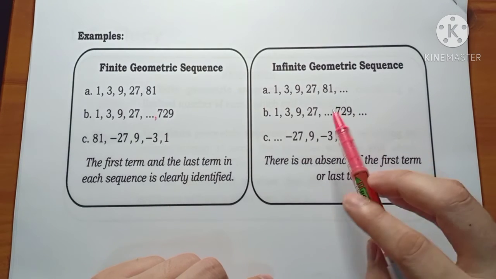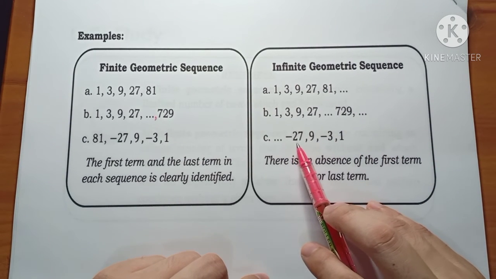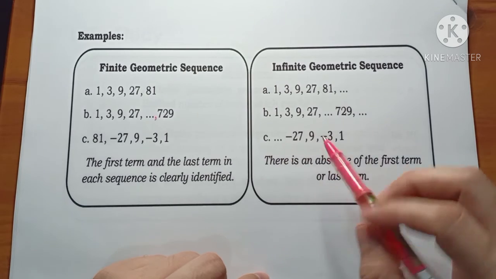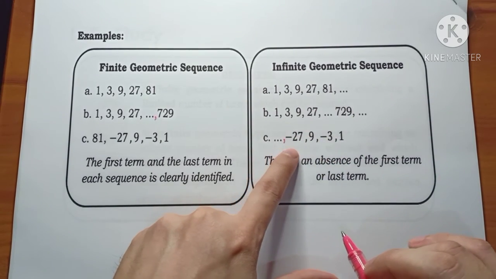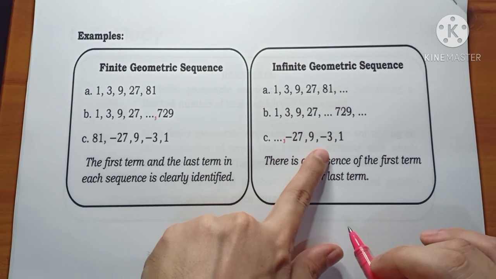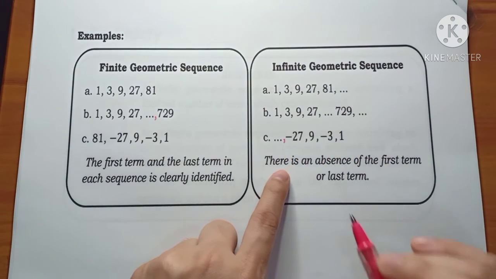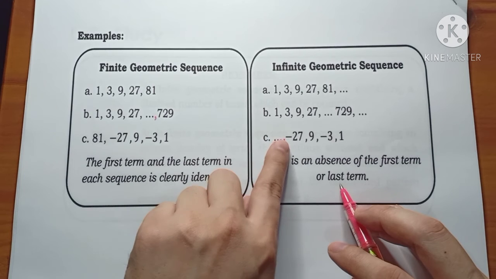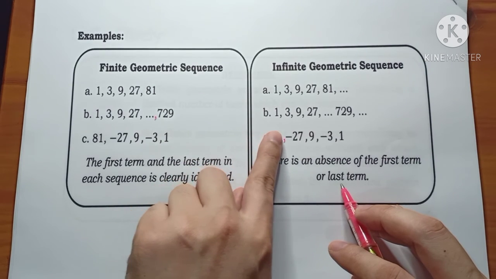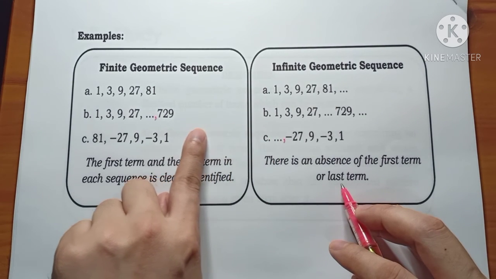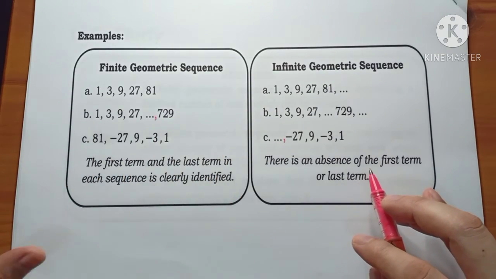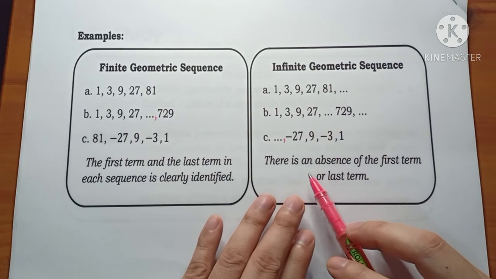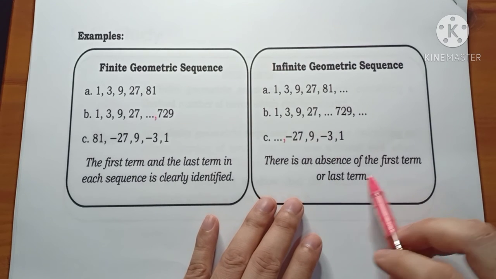And then, how about this one? Meron siyang ellipsis sa unahan, lagyan natin siya ng comma. So, ellipsis, comma, negative 27, 9, negative 3, comma, negative 1. So, hindi natin alam kung hanggang saan yan papunta dito. So, ibig sabihin, marami pa yung numbers na nandito sa unahan. So, hindi natin alam kung hanggang saan matapos yan. So, there is an absence of the first term or the last term.